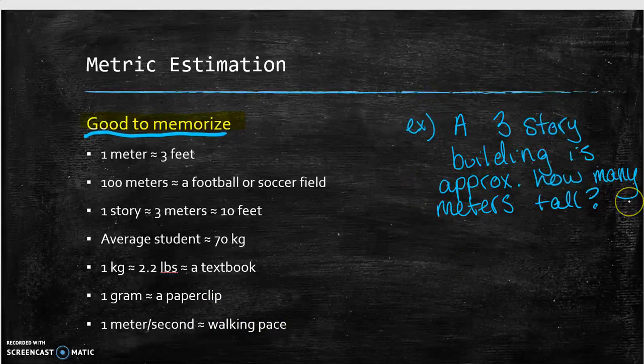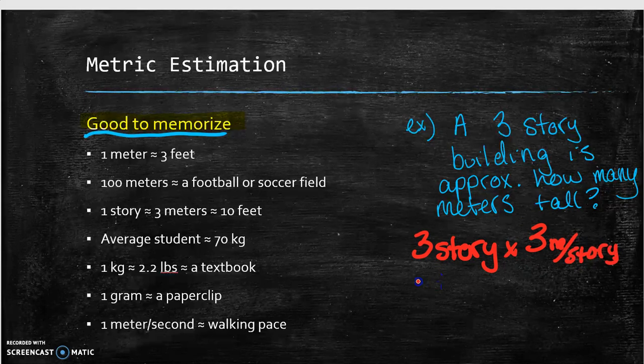So you might get a question like, a 3-story building is approximately how many meters tall? Well, I know that 1 story is approximately 10 feet or 3 meters. So I can determine how tall a 3-story building is by taking that 3-story building and multiplying it by the number of meters per story, 3 meters per story.